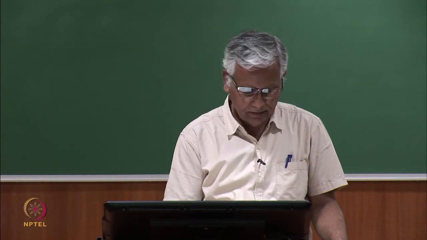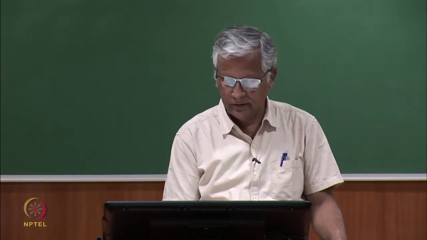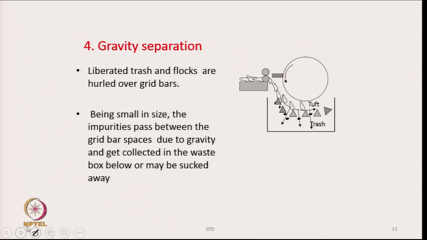The other one is the gravity separation, which is also very common. We have seen that the impulse earlier has liberated a lot of particles, and now the liberated trace particles and the flocks are hurled over the grid bars. See here, as you see in this diagram, there are grid bars over here. So, a tuft as well as the liberated trace particles are made to pass over this series of grid bars, and what happens?